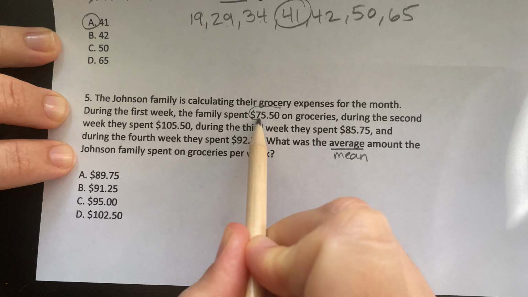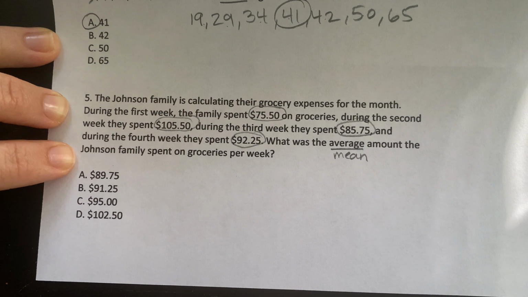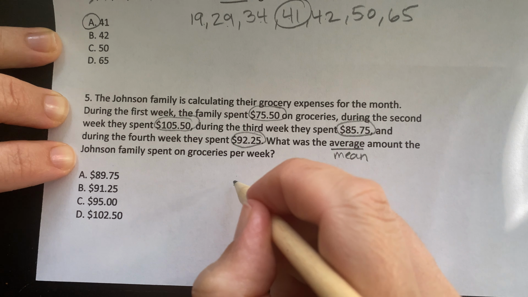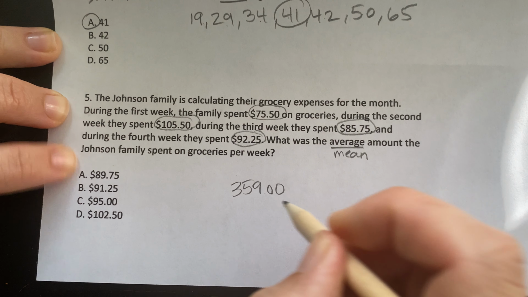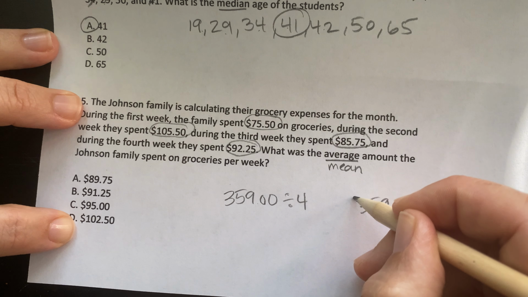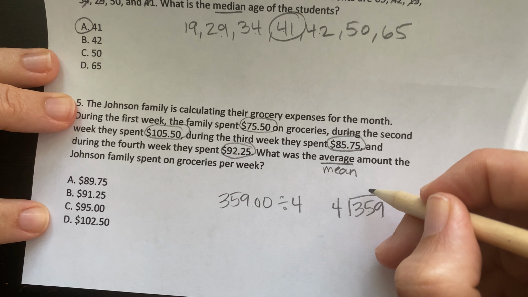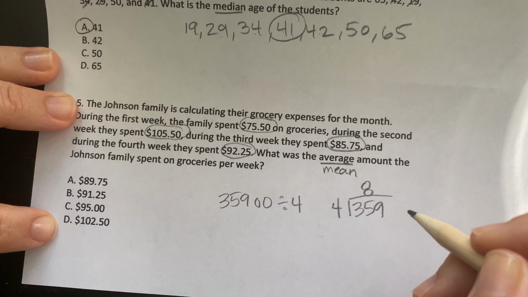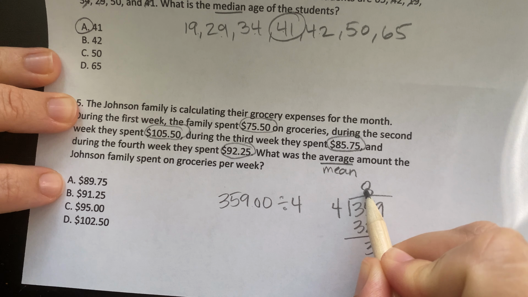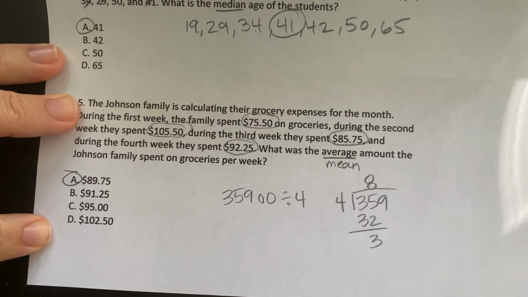So that means I'm going to be adding all these numbers up and then dividing by, looks like it's gonna be 4. So when you add all those numbers up, you should get 359. And then we're gonna divide that by 4. So 359 divided by 4. 4 goes into 35, 8 times. 4 times 8 is 32. 3 left over, so I know the first digit is 8, so actually I can just stop right there because there's only one answer that starts with 8.